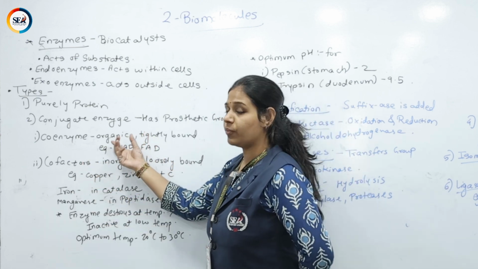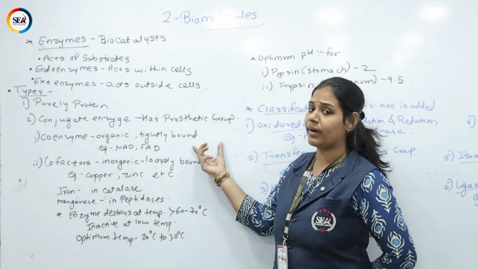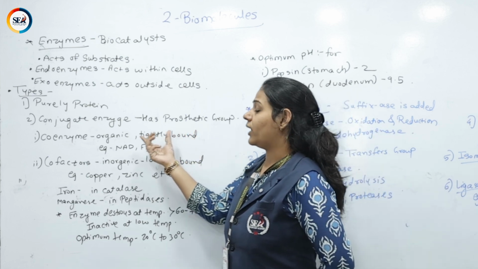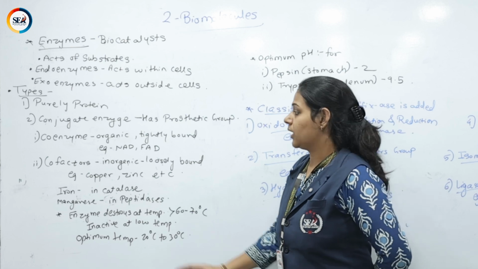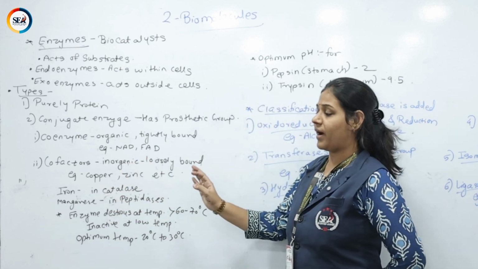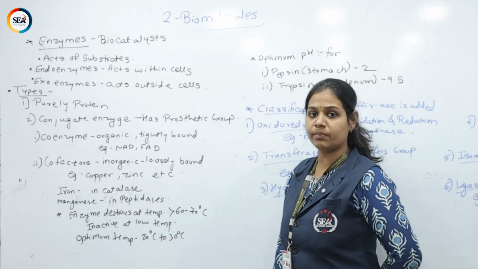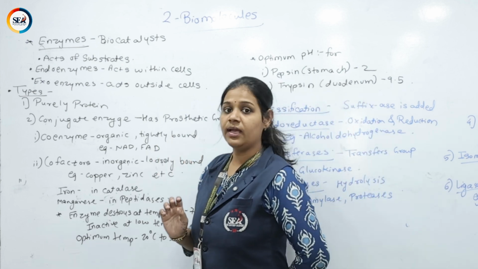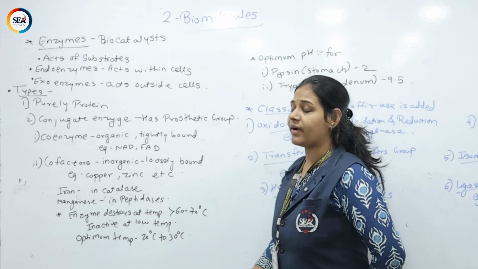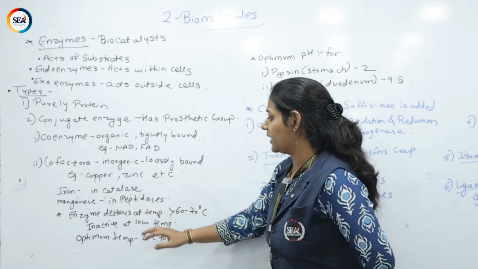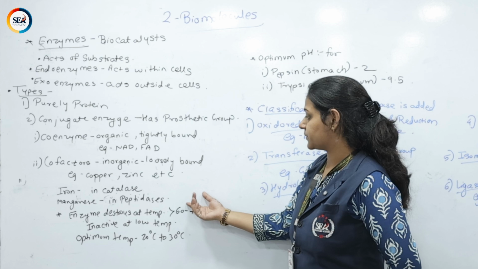If the prosthetic group is organic and tightly bound to the protein part, then it is called a coenzyme. Example, NAD and FAD are coenzymes. Cofactors are the inorganic part, loosely bound to the protein part. Example, copper, zinc, etc. are cofactors. Iron is a cofactor in the enzyme catalase and manganese is a cofactor in peptidase.